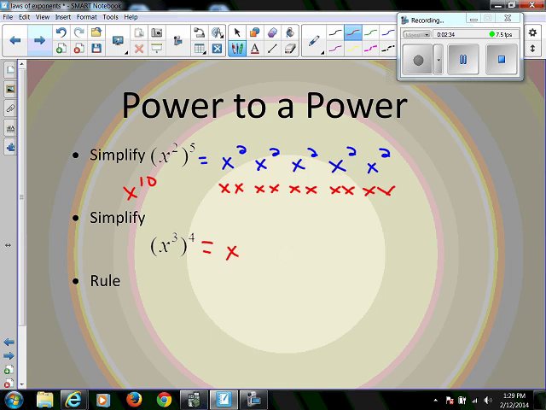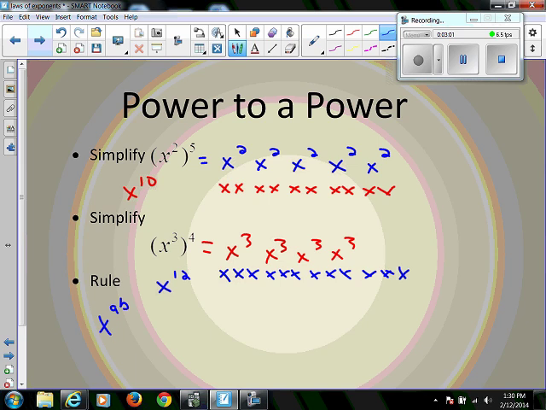X cubed 4 times. And we have 3 x's here, 3 x's here, 3 x's here, 3 x's here. How many x's do we have? We have x to the 12th power. Do we see a pattern here? 2 and 5 were 10. 3 and 4 is 12. Our rule is we multiply the exponents.